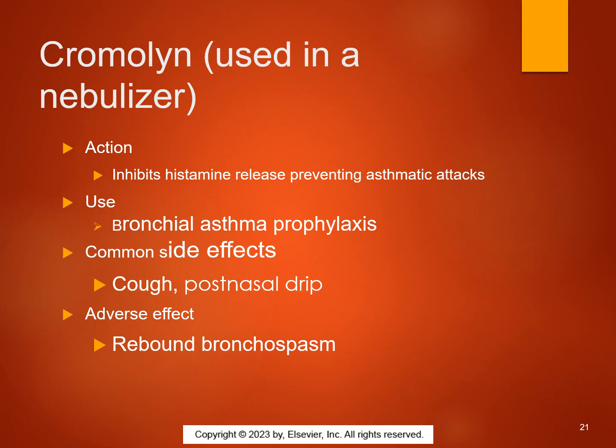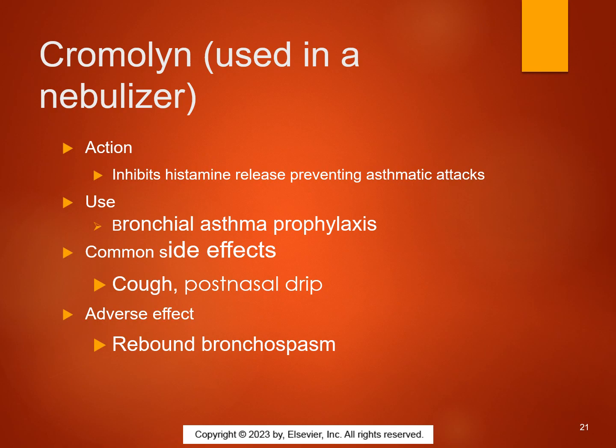Cromolyn nebulizer: its action is inhibiting histamine release, preventing attacks, and it's used in asthma. Side effects are cough and postnasal drip, and an adverse effect would be rebound bronchospasm. Its mechanism of action is that it prevents mast cells from releasing histamine, and it stops the allergic cascade before it begins. It's used for prevention only, and it must be taken before exposure to triggers. It's not effective for an acute attack. Other side effects are cough and throat irritation.